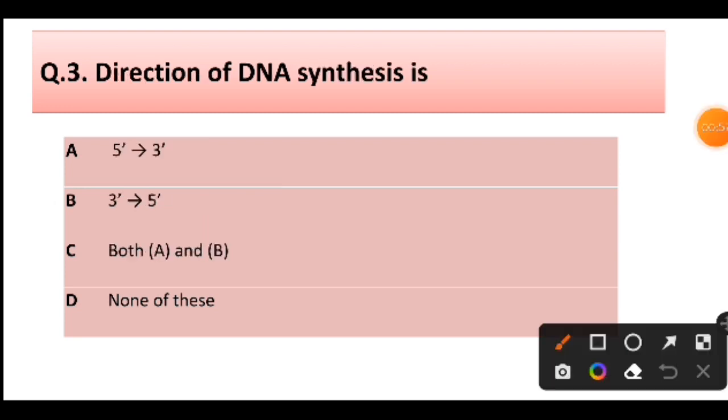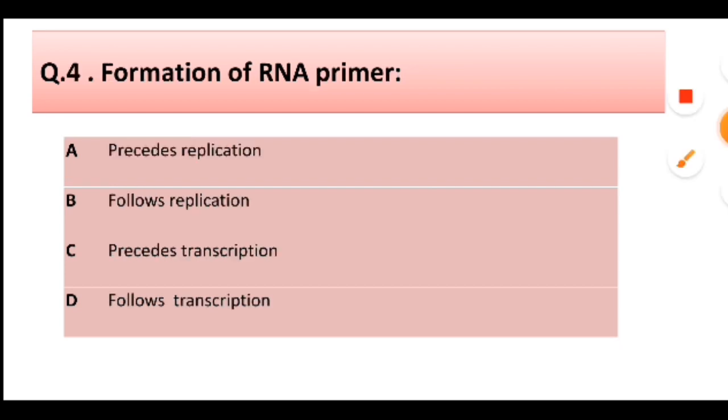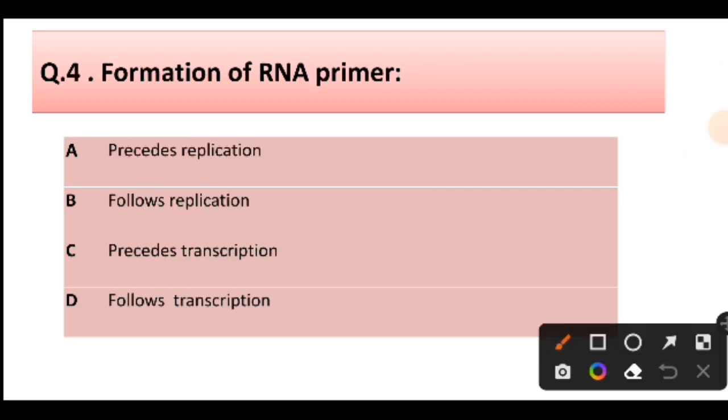Question number 3. Direction of DNA synthesis is 5 to 3, 3 to 5, both A and B, none of this. Correct answer is option A. Direction of DNA synthesis is 5 to 3. Question number 4. Formation of RNA primer precedes replication, follows replication, precedes transcription, follows transcription. Correct answer is option A, precedes replication.